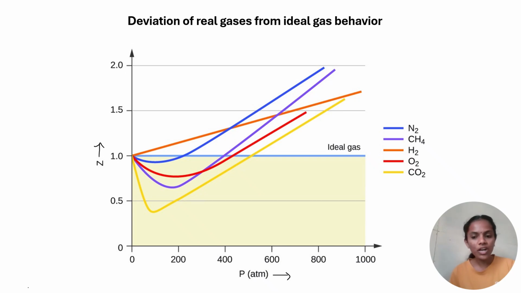The curve for H2 is always above the ideal gas line, which means here repulsive forces are dominant even at lower pressure. Methane, oxygen and carbon dioxide show more significant deviation because these gases have stronger intermolecular attractive forces compared to H2 and N2.